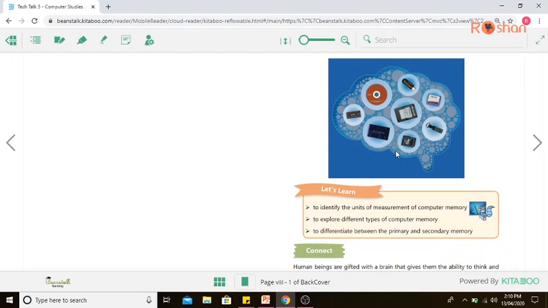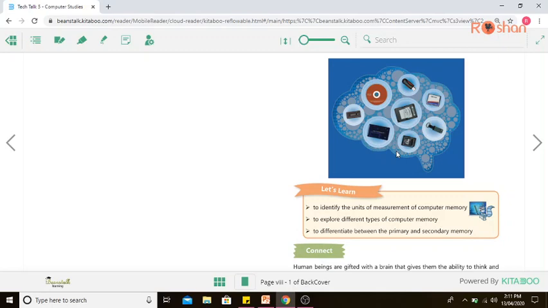We will look at the types of memory, what the use of memory is, and which memory is used where. That part only is explained in this chapter. There is no practical in this chapter, so it's a theoretical chapter, only theory. Once the chapter is complete, you complete the exercise, which is given just behind the chapter.